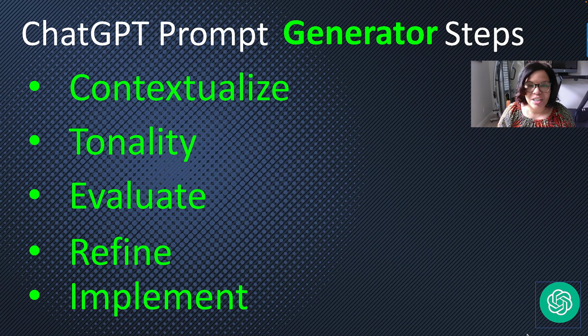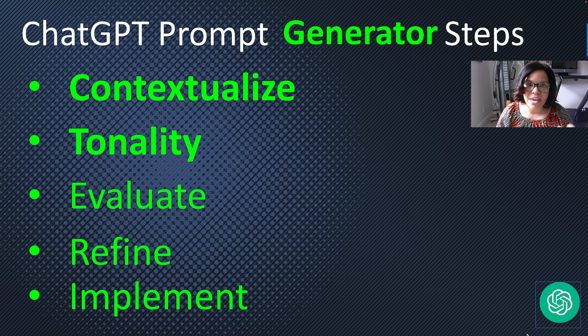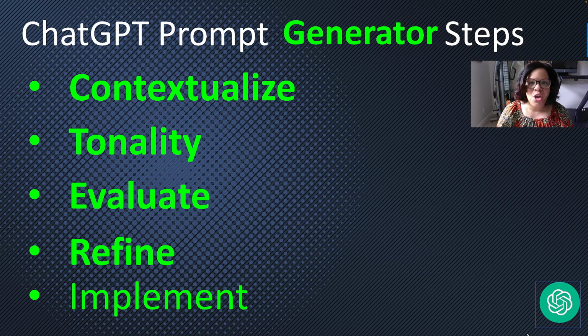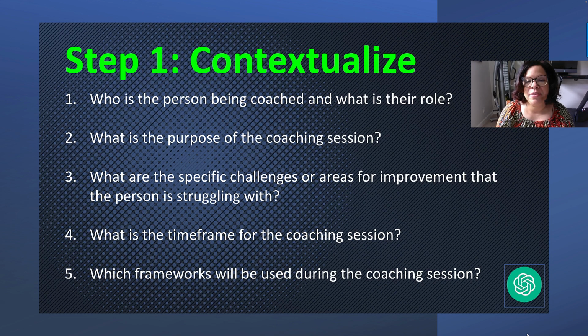Number 1, contextualize. Number 2, tonality. 3, evaluate. 4, refine. 5, implement. You want to provide ChatGPT with the name of the person that is being coached and what is their role. Perhaps they are a sales rep or a customer service rep. Next, you want to describe the purpose of the coaching session. Maybe you did a ride along or you listened to a phone conversation with the rep talking to a customer, and in both cases, they didn't follow the steps of service.